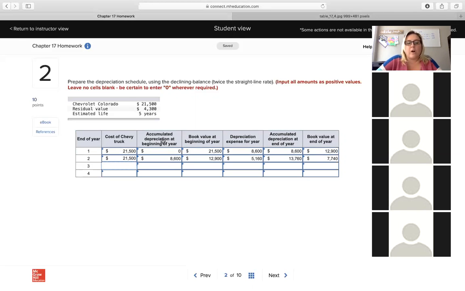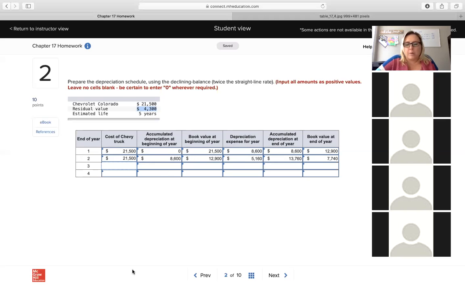And then you'll complete it on, making sure that you do not depreciate below residual value. So if you take 40% of the next number and it gets you to a book value below $4,300, you only take the amount of depreciation that you need to get to the residual value of $4,300.